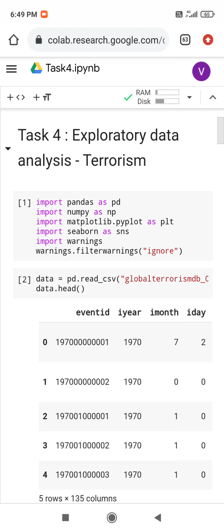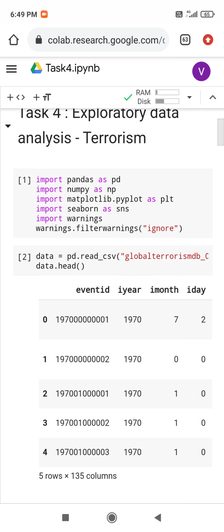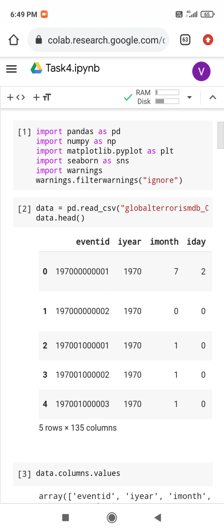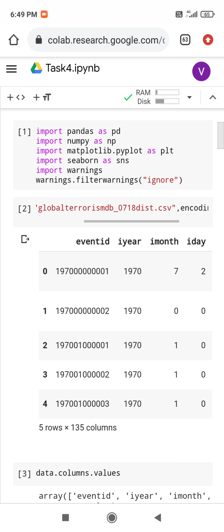Firstly, before going to the code, we implement the libraries required. So I implement libraries like pandas, numpy, matplotlib and seaborn. Later we need to import the data. So we import the data of the global terrorism.csv file.